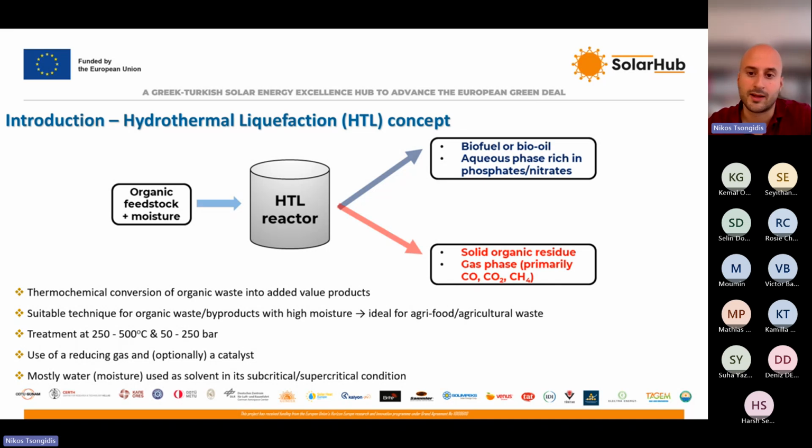And finally, we also obtain a gaseous phase. It mainly consists of carbon monoxide, carbon dioxide, but also of methane, among some other compounds.